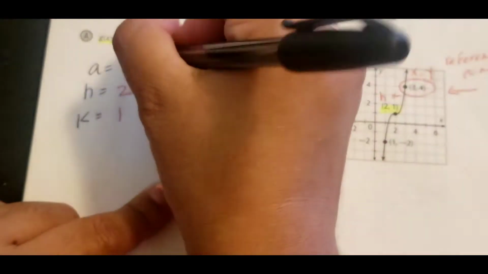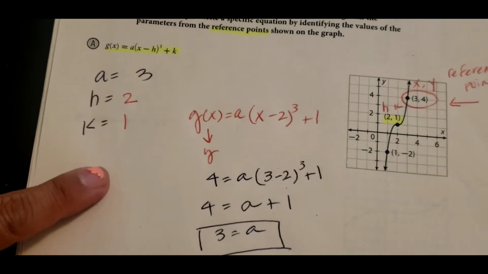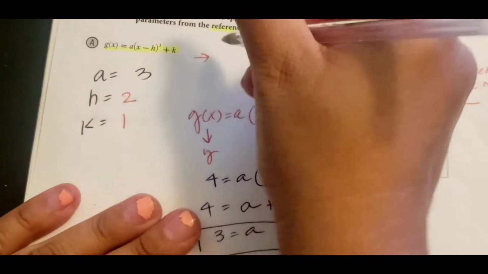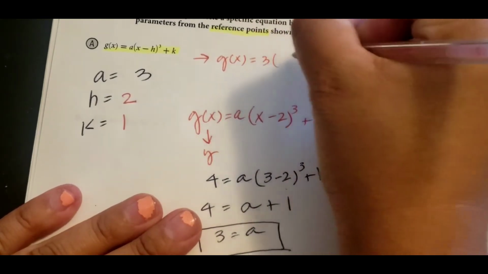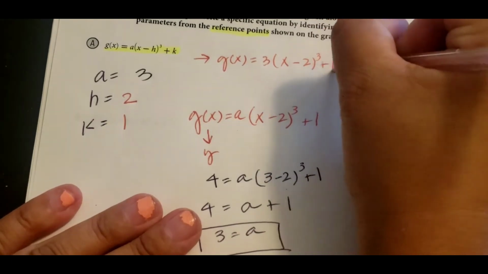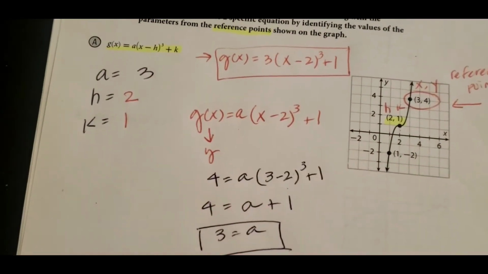Once you solve that, then I have all the values that I need. Now all I need to do is come up with an equation. So my equation would be g of x equals 3 times the quantity of x minus 2, cubed, plus 1. And this is the rule that I need.